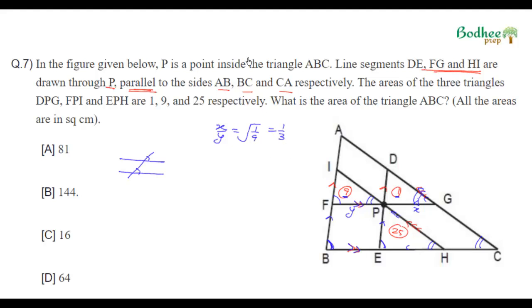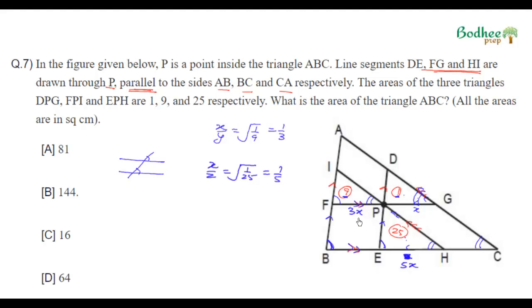So we can say that y can be replaced and written as 3 times x, correct? Now similarly, if I compare these two triangles, they are also similar, right? Now if the area is 1 and the area is 25, let me assume it to be z. Then clearly we can say that x over z should be equal to the square root of 1/25, which comes out to be 1/5. So the value of z is nothing but 5x. So we can replace z and write here 5x.